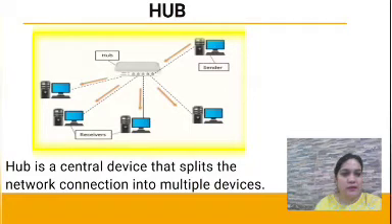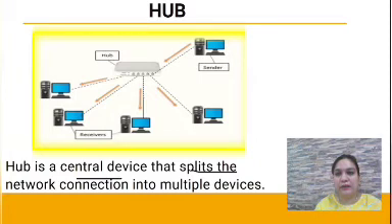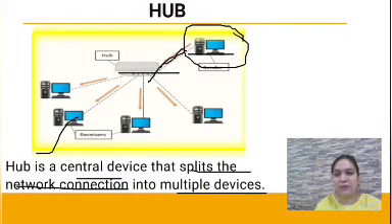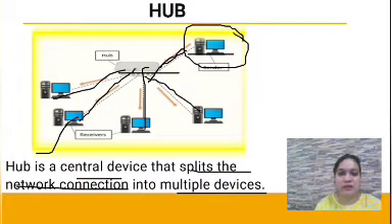Next device is the hub. Hub is a central device that splits the network connection into multiple devices. In a hub, if any device wants to send data to another device, firstly it transfers the data to the hub, and the hub distributes all the data to all the connected computers. That is the main purpose of a hub.